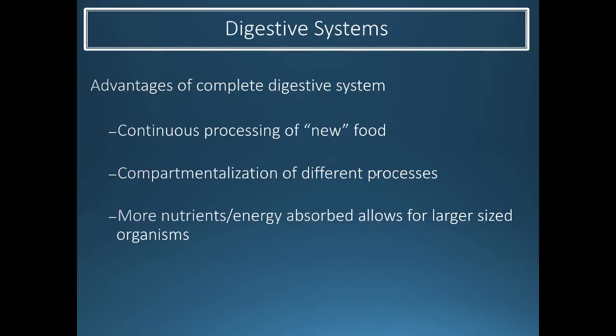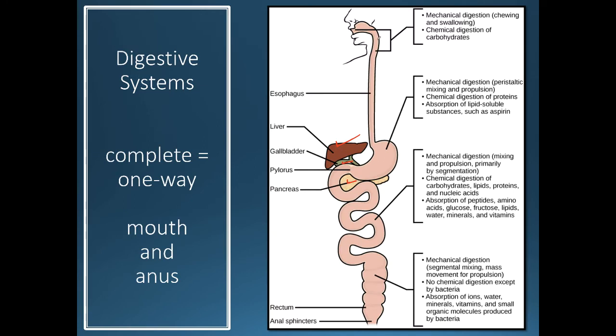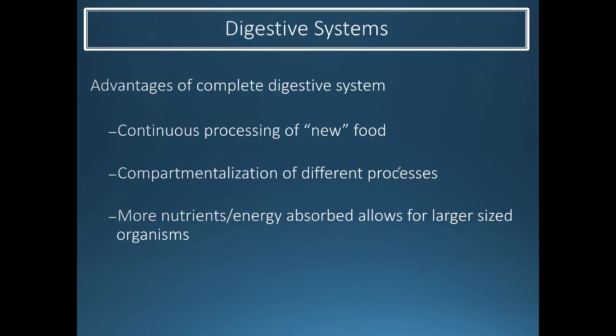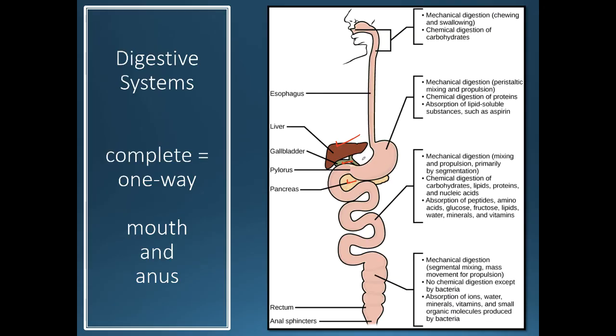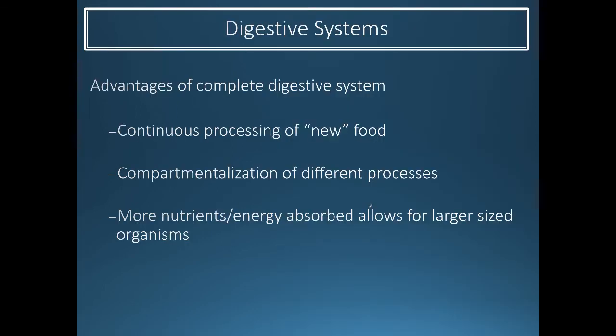Compartmentalization of different processes. So let's go back to our picture. Each of these areas of digestion, from the mouth to the stomach to the small and large intestines and then to the rectum, all have a different function in digestion. So more nutrients and energy absorbed, and this allows for a larger sized organism. Because of this continuous digestion process and having the compartmentalization of digestion, organisms that have a complete digestive system are able to pull more nutrients out of those food particles. And as I say here, it allows for a larger sized organism.